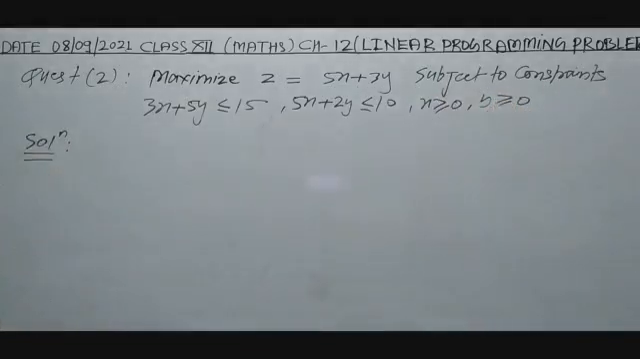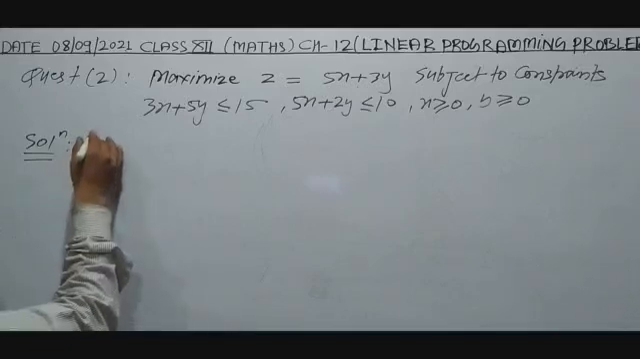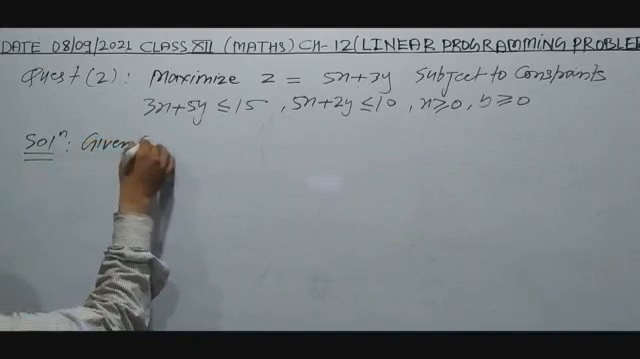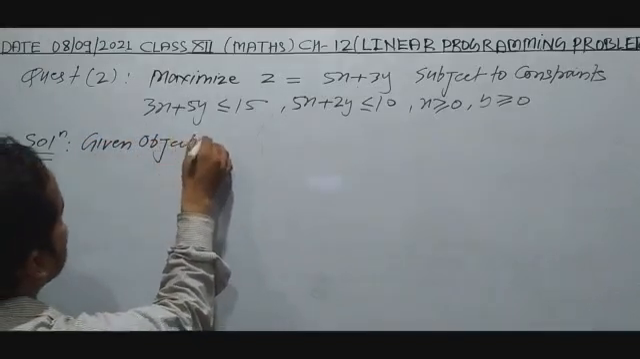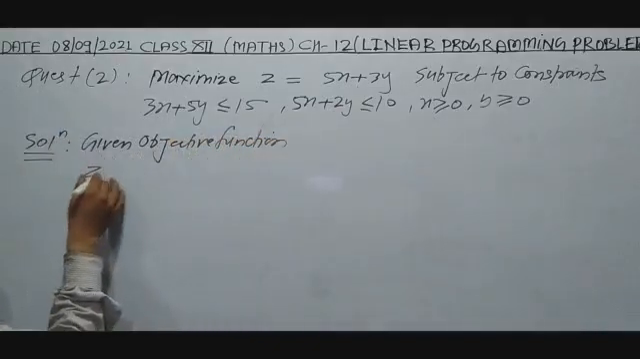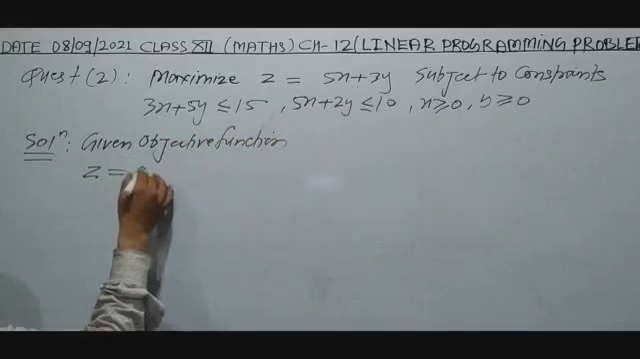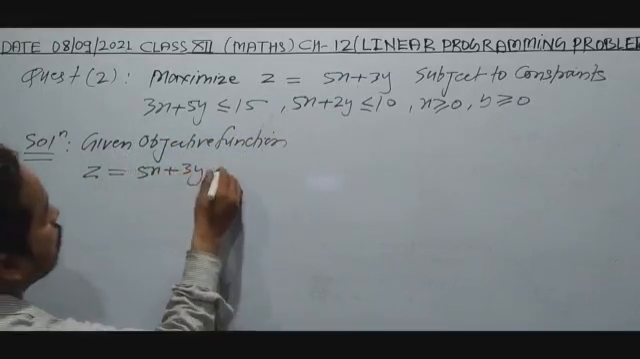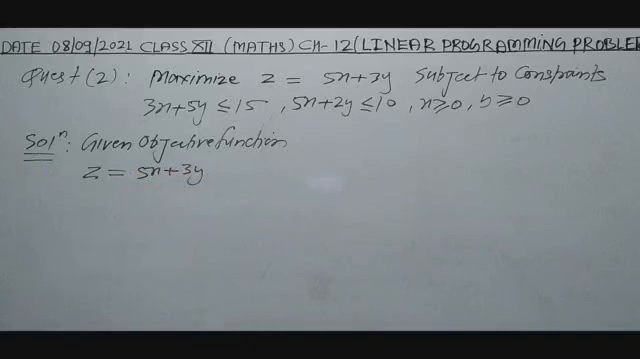x is greater than or equal to 0 and y is greater than or equal to 0. So this is the set of constraints, and a given objective function z is equal to 5x plus 3y, and we have to draw two lines whose equations are given: 3x plus 5y is equal to 15 and 5x plus 2y is equal to 10. We have to draw this graph.